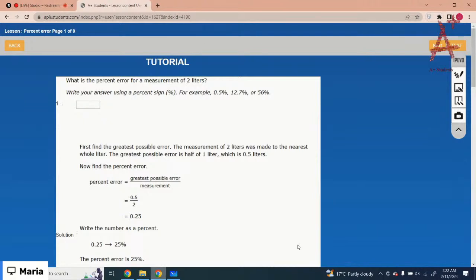Got it? So the percent error equals the greatest possible error divided by the measurement. It would be 0.5 divided by 2. So 0.5 divided by 2 equals 0.25. So it would be 25%. Got it?